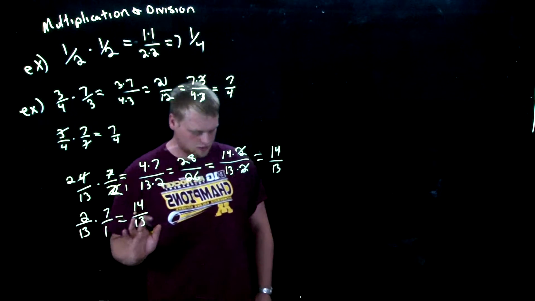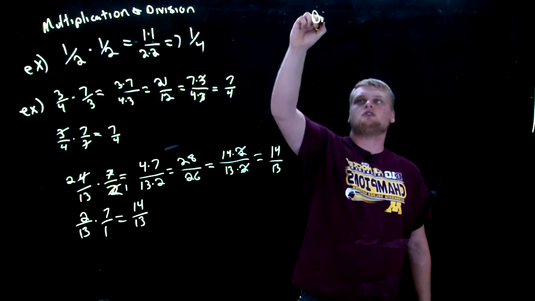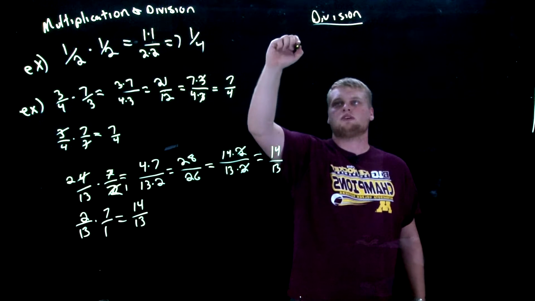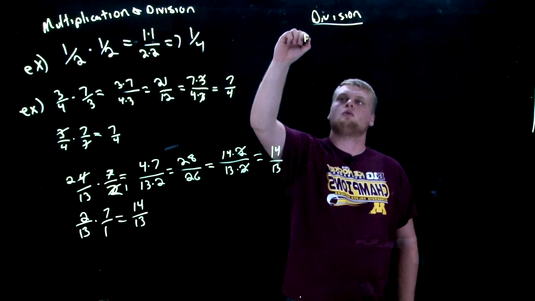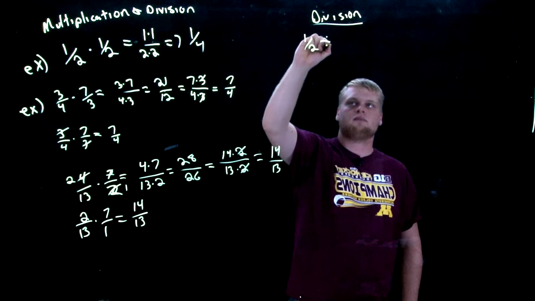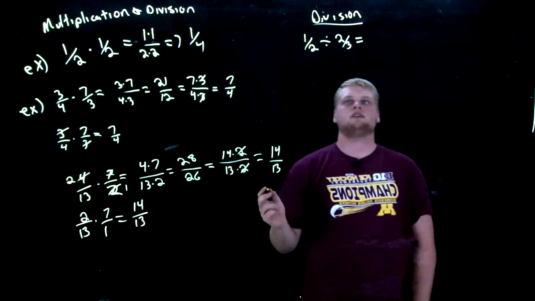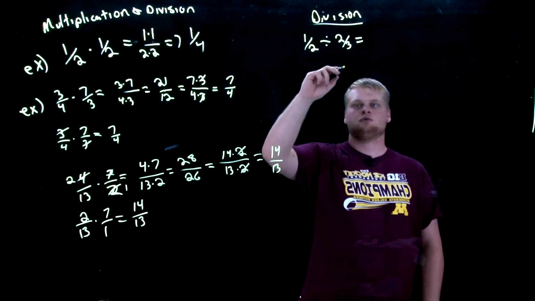So that's about all we have for multiplication. Let's talk about division. Now, division is the same thing as multiplication, but there's one extra step. If you're going to take the fraction 1/2 and divide that by 2/3, you can't actually divide something by a fraction. What you do is you multiply by its reciprocal.